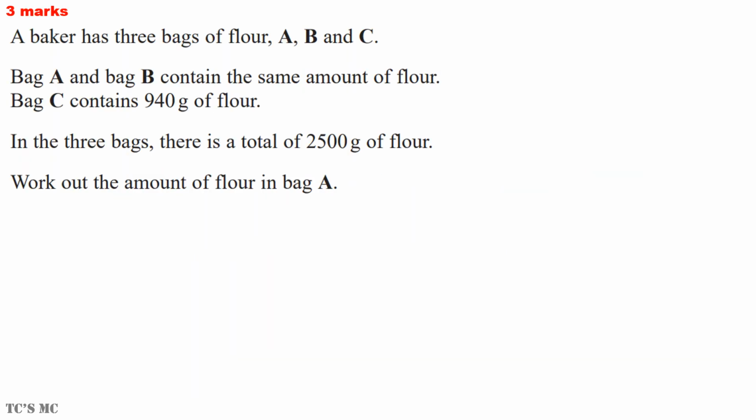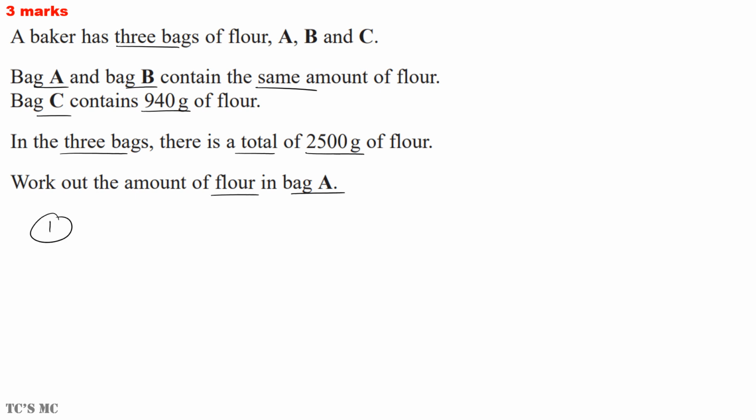A baker has 3 bags of flour, A, B, and C. Bag A and bag B contain the same amount of flour. Bag C contains 940 grams of flour. In the 3 bags, there is a total of 2,500 grams of flour. Work out the amount of flour in bag A.